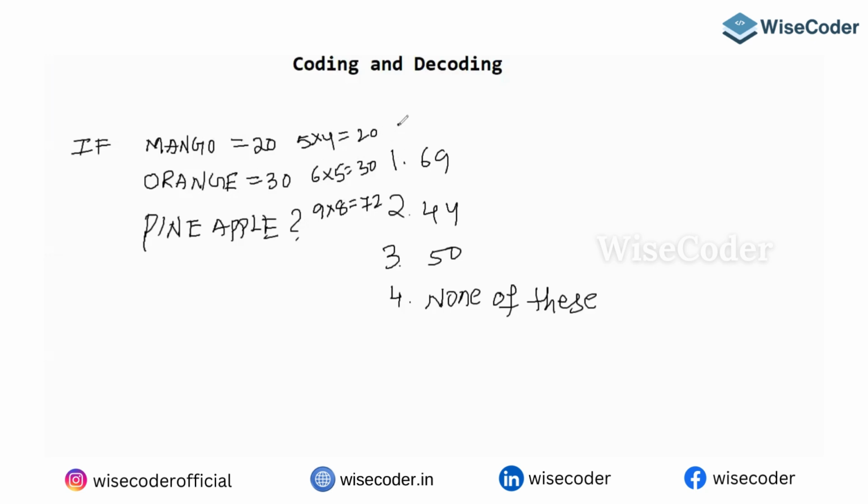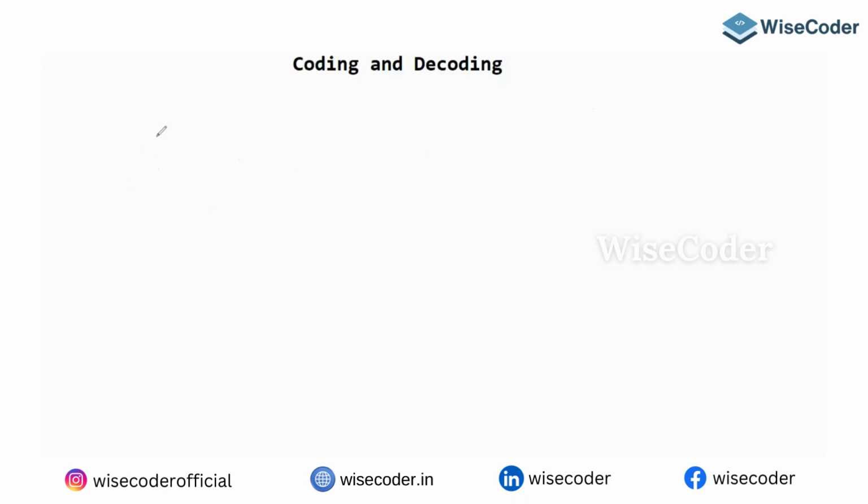So the logic here is n into n minus 1. On the same note, pineapple has 9 letters, so 9 into n minus 1. So the answer for this question is what? None of these. The answer for this question is none of these. Let's go to the next question.